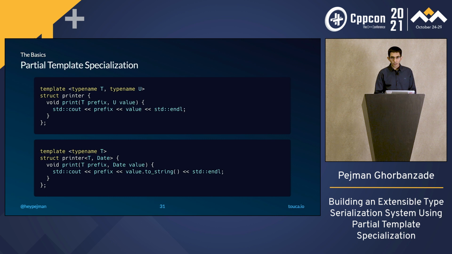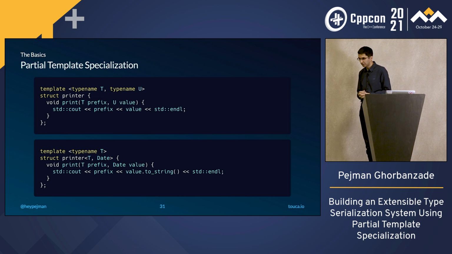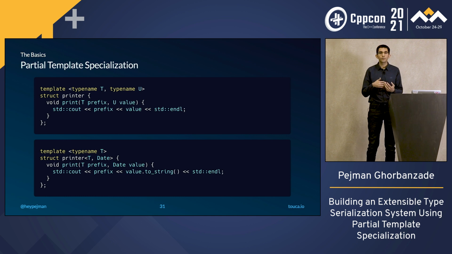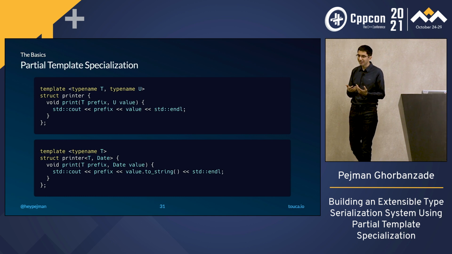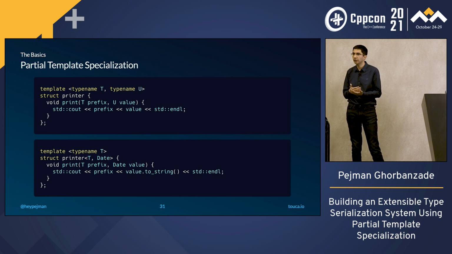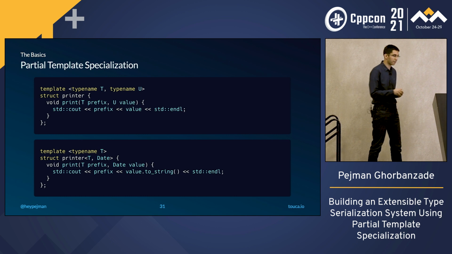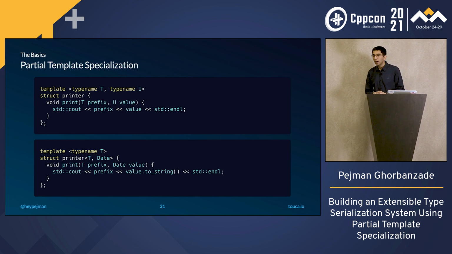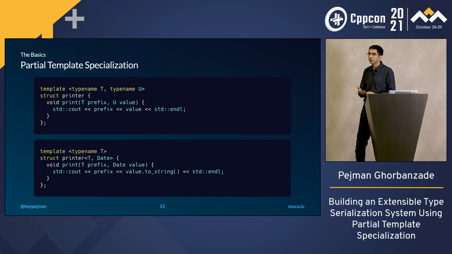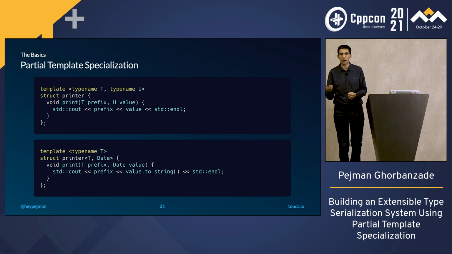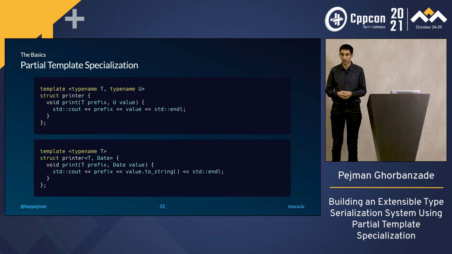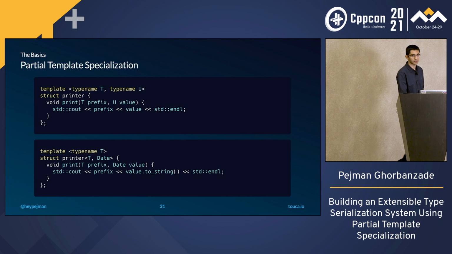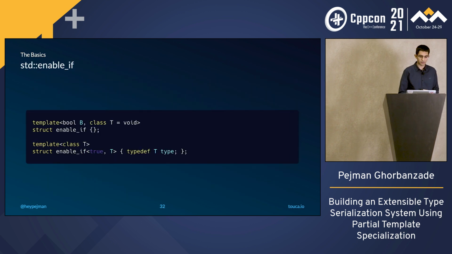So the way that we can achieve this is through partial template specialization, where we define multiple type parameters, and then we can partially specialize some of those type parameters. In this case, I'm specializing the date as the second type parameter, which makes sure that every time I use date as the second parameter when I call a printer, it would use this specialization instead of the primary template.